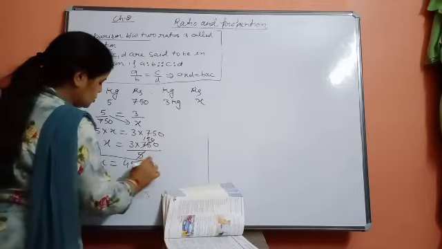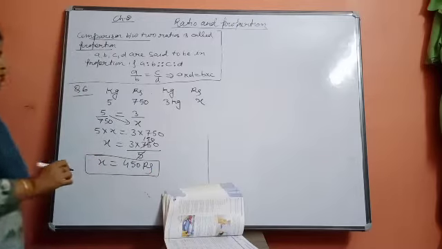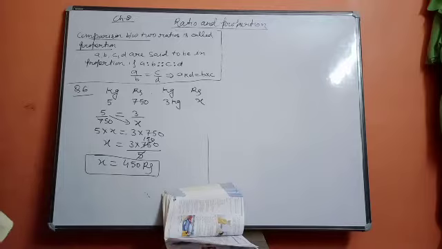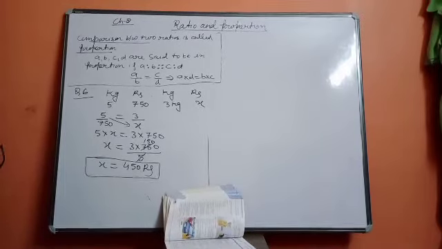So what will be the cost of 3 kg sweets? 3 kg sweets cost will be rupees, how much? 450 rupees. Okay, so in this way we can do this one.